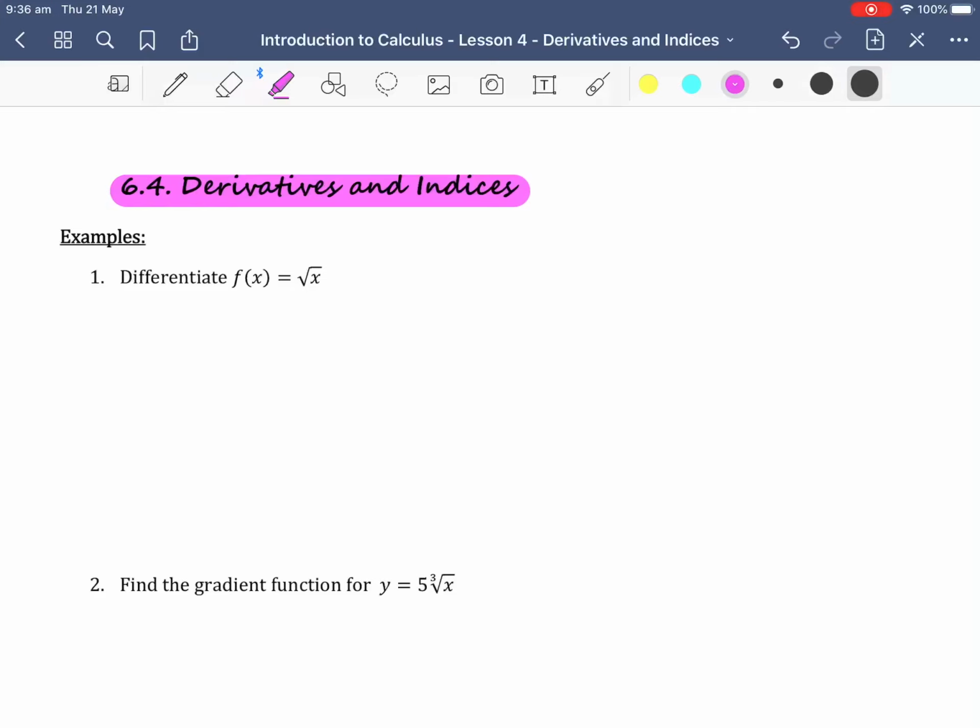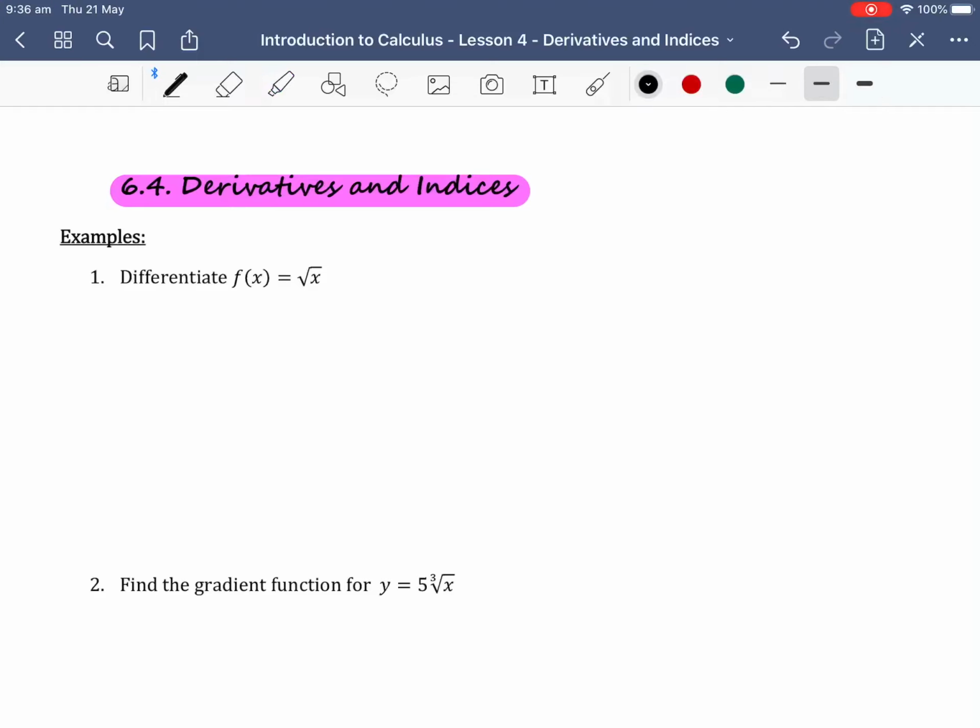Last lesson we learned that the derivative is the gradient function, which is used to find the gradient at any point on a curve. So we are going to use the exact same process. We need to remember if f of x equals x to the power of n, then f dash of x equals n x to the power of n minus 1.